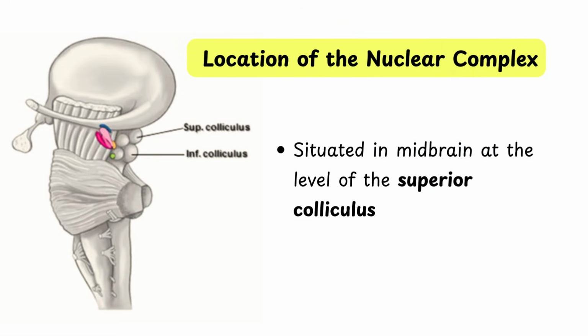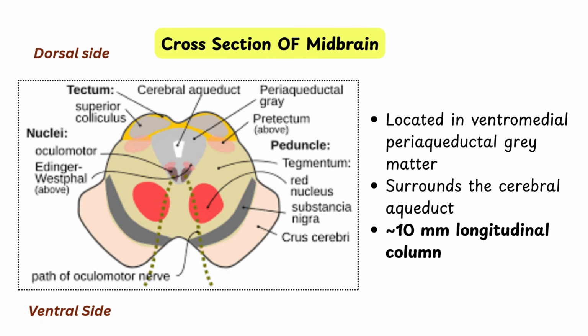Now let's talk about the anatomy of the third nerve in detail, how it originates and where it courses. The third nerve nucleus is situated in the midbrain at the level of the superior colliculus, as you can see in this diagram. This is a cross section of the midbrain. On the top of the page is the dorsal portion and at the bottom is the ventral portion. It has been labeled as well.